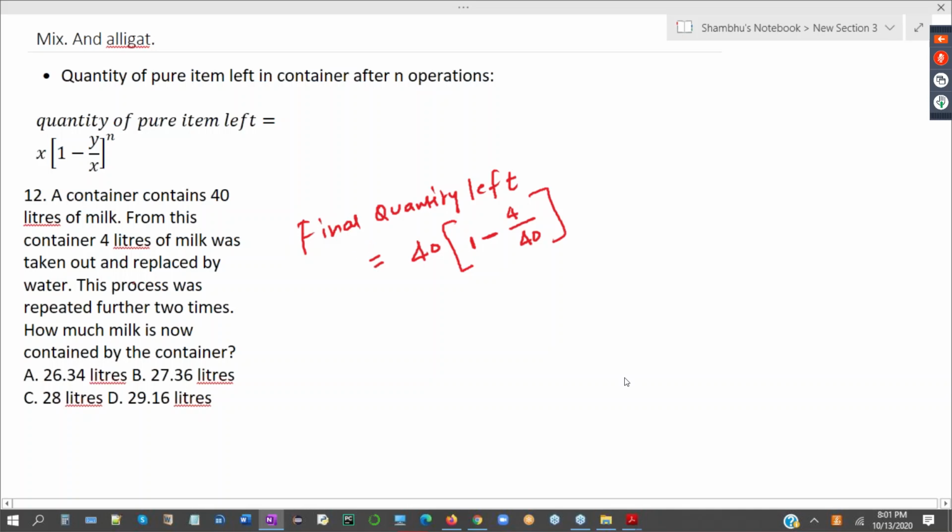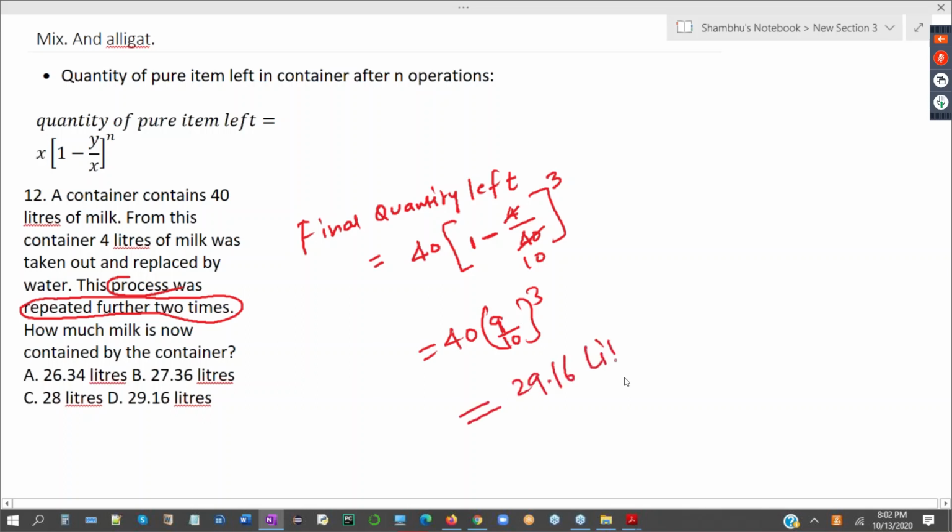3 times. See here, this process was repeated further 2 times. So this operation is done a total of 3 times. First time it happened, and again repeated further 2 times. So altogether 3 times it happened. So 40 into 9 by 10 to the power 3. You simplify this and you will get 29.16 liters.